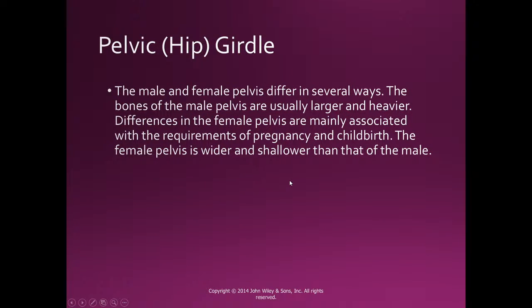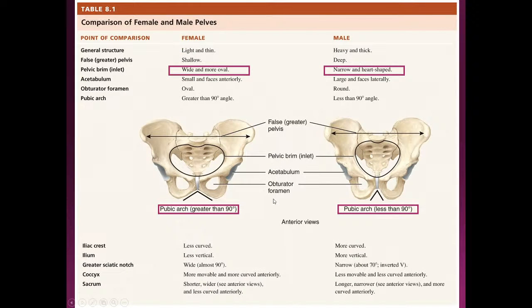All right. So the male and female pelvis differ in several ways. The bones of the male pelvis are usually larger and heavier. The differences in the female pelvis are mainly associated with the requirements of pregnancy and childbirth. The female pelvis is wider and shallower than that of the male. On the left here we have a female pelvis, and you can see the angle of the pubic arch. That's this angle here. The angle is greater than 90 degrees in the female, and in the male pelvis it's narrow.